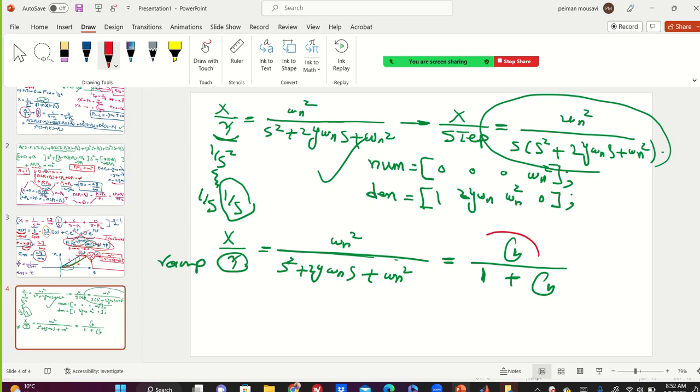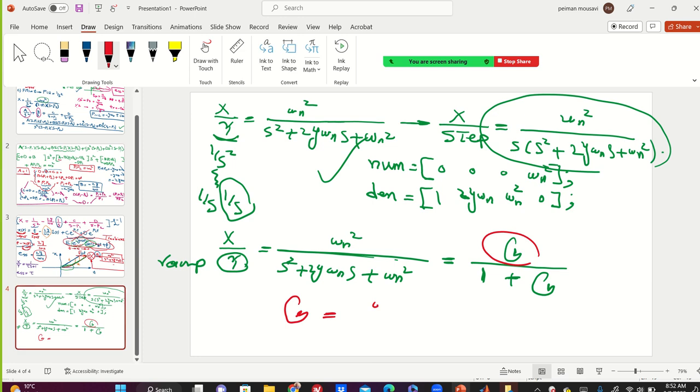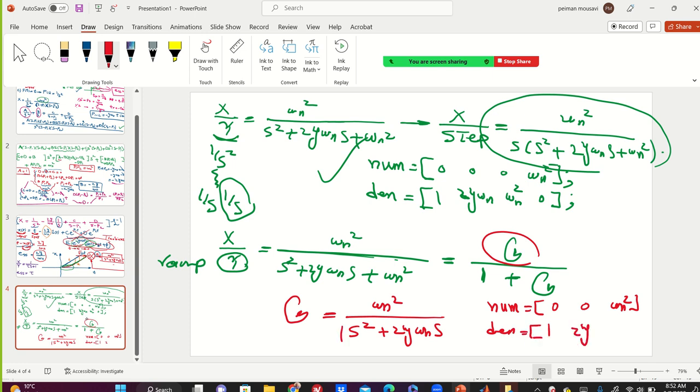For the open loop transfer function, as you have in your notes previously, G is omega n squared over s squared plus 2 zeta omega n s. So the numerator when I put it in Simulink is going to be 0, 0, omega n squared. The denominator is then going to be 1, 2 zeta omega n, and 0, because it is a constant number. You got it?